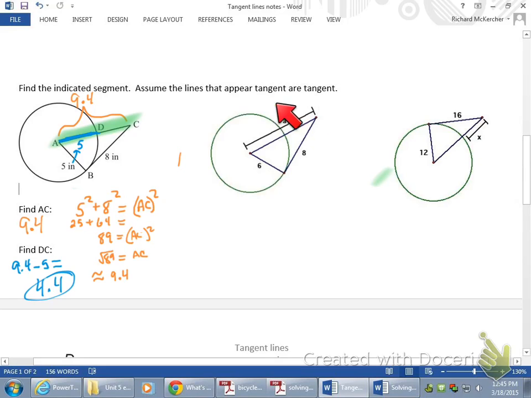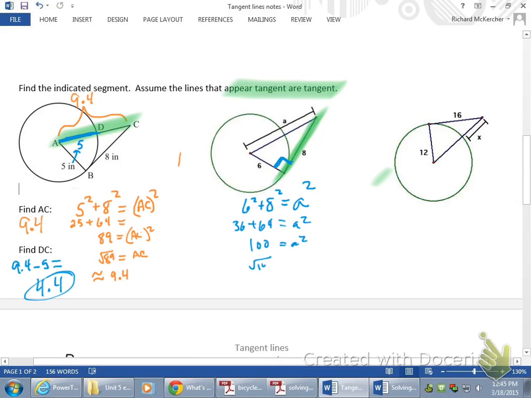Remember, lines that appear to be tangent are tangent. So I believe that this line is tangent, which means that's the right angle. So I'm going to use the Pythagorean Theorem. And that should give me the length of A. All right. Over on this example, once again, anything that appears to be tangent is tangent. So I believe that the 16 is tangent, so my right angle is right here, which gives me the Pythagorean Theorem.